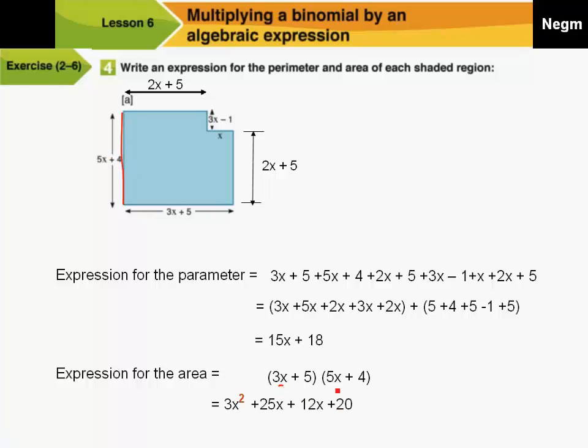So 3x times 5x: 3 times 5 is 15, so 15x squared. 5 times 5x is 25x. 3x times 4 is 12x. And plus 5 times plus 4 is plus 20. So this will be equal to 15x squared plus 25x plus 12x, which is 37x, plus 20. And this is the expression of the area.